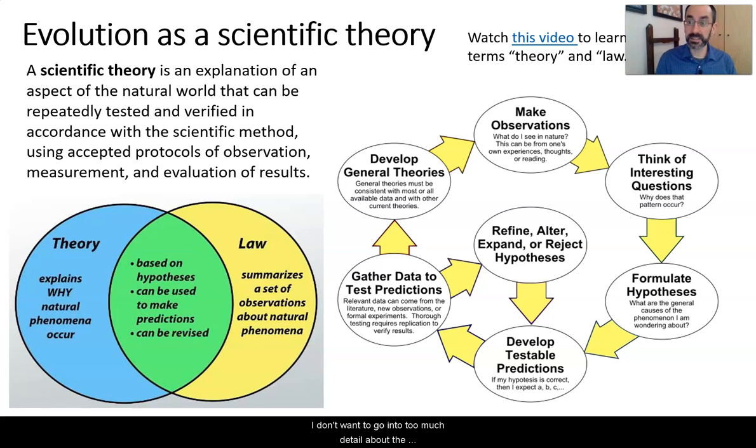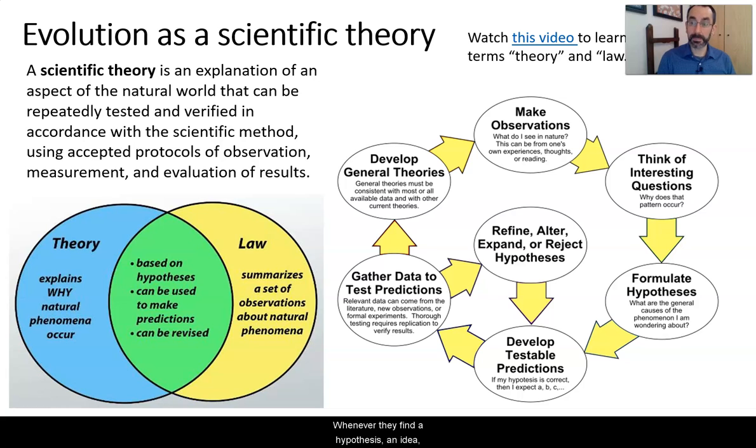I don't want to go into too much detail about the scientific method, but this means that scientists have made observations about the real world. They have developed hypotheses about how those observations could have come about. From those hypotheses, they break that down into testable predictions and questions. Then they test it, gather the data, and that data either supports their hypothesis, their explanation of the observations, or it does not, in which case they will change their hypotheses, come up with new tests and new testable questions, and do that again.